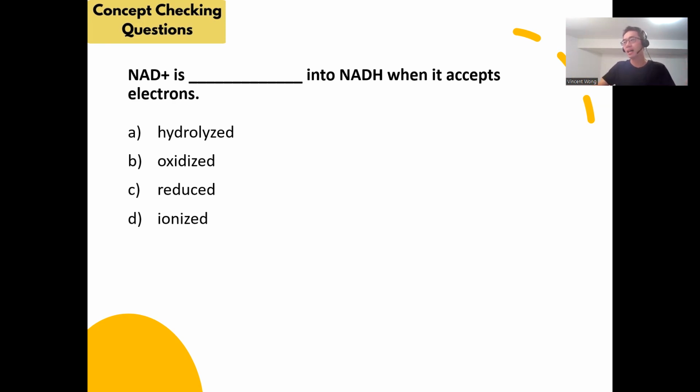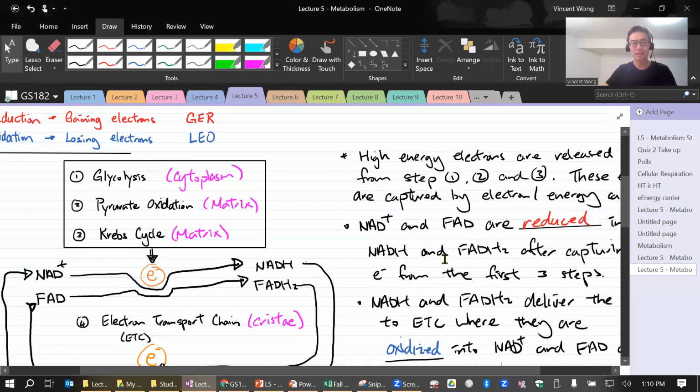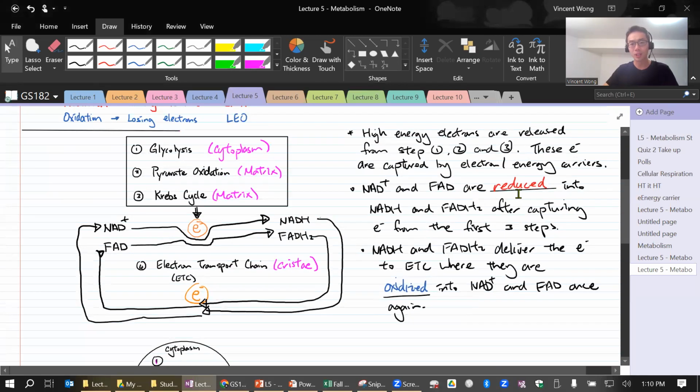That's great. All right, the correct answer is reduced. NAD plus is reduced into NADH when it accepts electrons. Remember GER: gaining electrons is reduction, losing electrons is oxidation. The only choices are between B and C, not that one and not that one. We didn't even use those words. Look at the notes we took, I even color coded for you. See, NAD plus and FAD are reduced into NADH and FADH2.